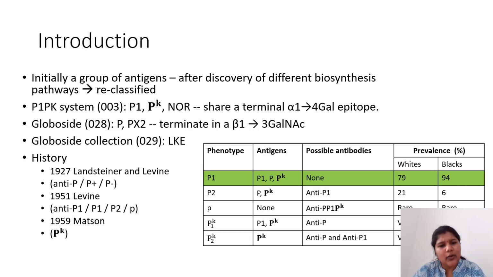Initially they were a group of antigens, but after discovering the biosynthesis pathway, they were reclassified into the P1, PK system, globoside system and the globoside collection. It was initially discovered in 1927, followed by 1951 and 1959. Coming to the prevalence, the P1 phenotype is the most common one.